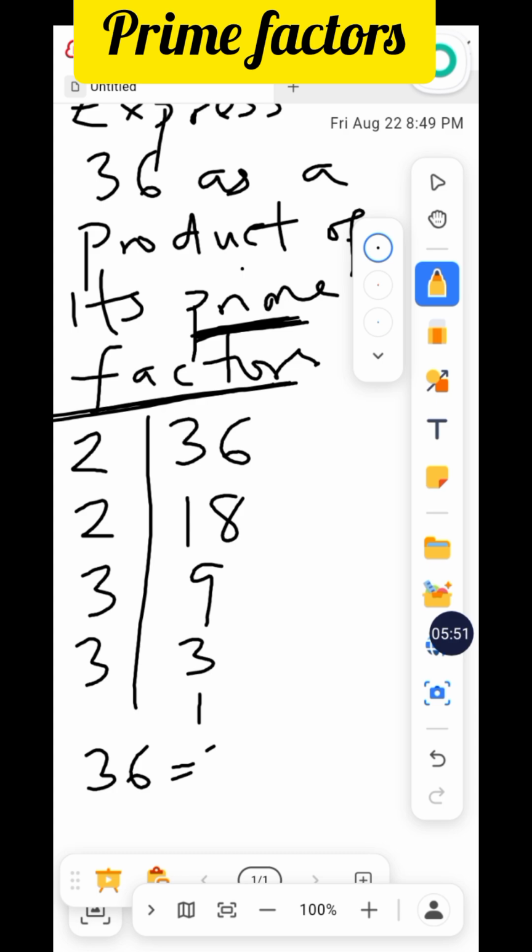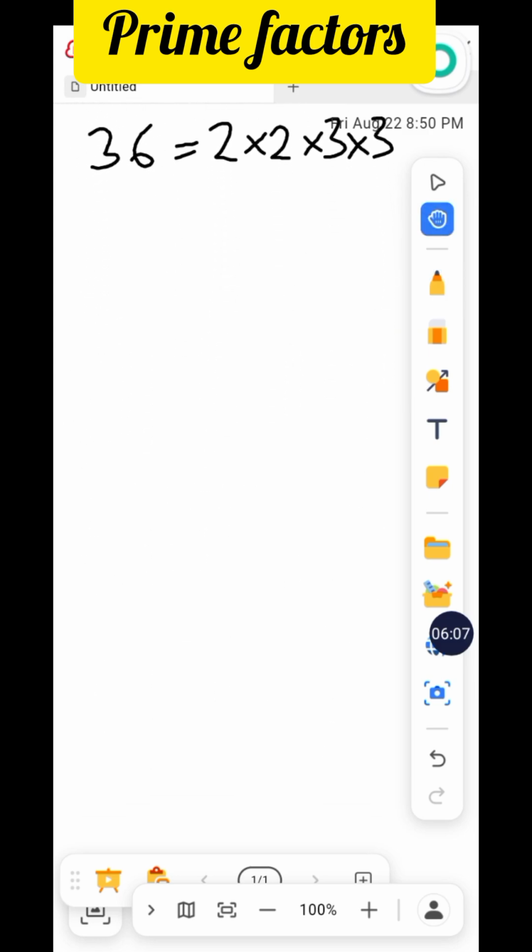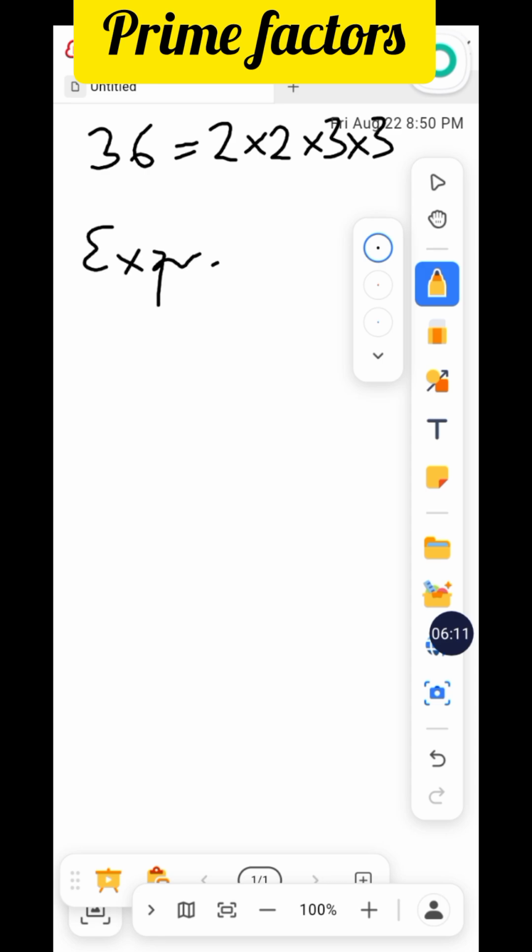So instead of writing 36, the product of 36 in prime factor form is 2 times 2 times 3 times 3, what you have on the left column. So that is that. When you have to express a number as a product of its prime factors, that's how to go about it. Now let's look at another example.